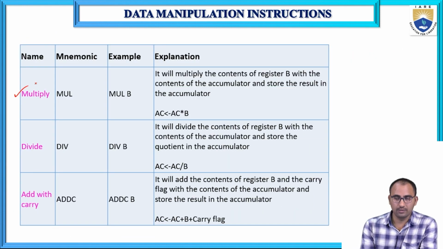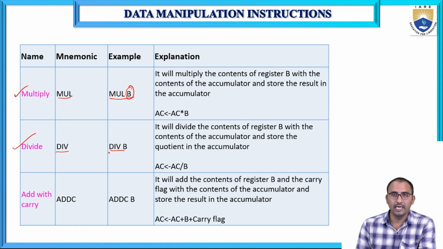Next, multiply. It performs the multiplication operation. It multiplies the contents of the B register with the accumulator register. Finally, the result will be stored in the accumulator. The mnemonic is MUL. Next, division, DIV. This DIV performs the division operation. The contents of the B register divide the contents of the accumulator, and the result will be stored in the accumulator. So the accumulator is the default register to store any result.